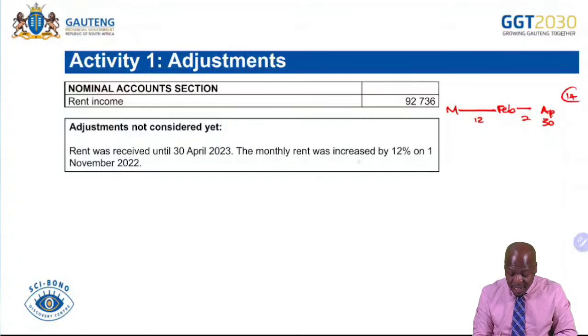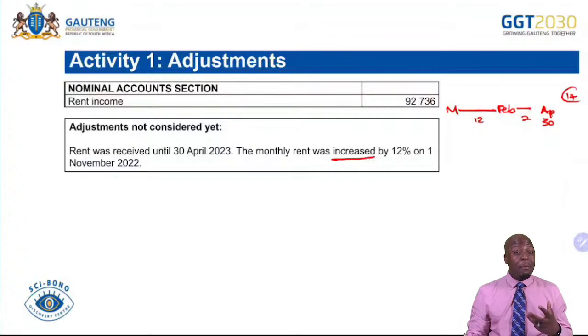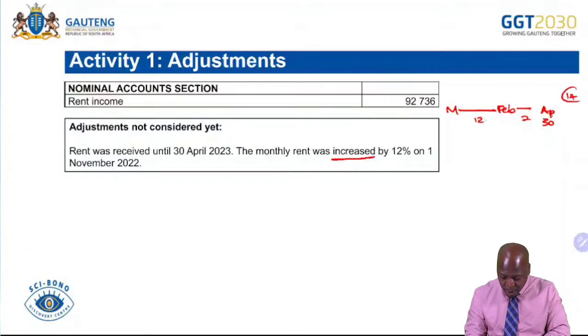The monthly rent was increased. So the examiner can bring an increase or a decrease. Please be watchful for either way, if it's an increase or it's a decrease. In this case, it was increased by 12% on the 1st of November 2022. So we want to know now, if it was increased on the 1st of November, so we're coming here now, this is November, and we're coming to April. So it was increased on the 1st of November, and we're coming again to April over here.